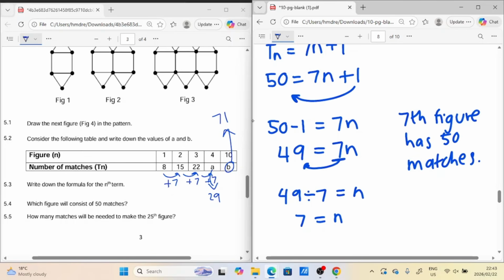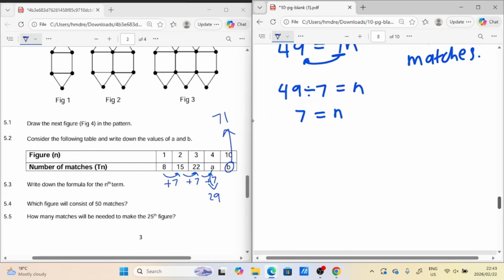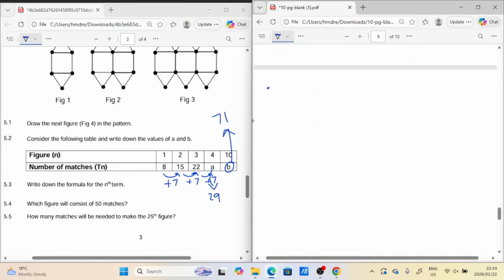For that one, we've got our general formula. They're just checking that you can work backwards then. And then next up, we have our formula Tn equals 7n add 1. They say how many matches will be needed to make the 25th figure. So we want to know how many matches will be needed for the 25th. So we're going to go 7 times 25, add 1.